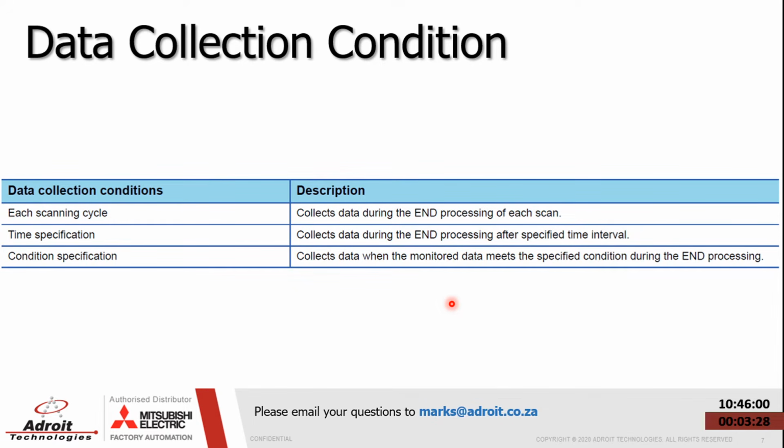And then specific conditions, that's when you meet a specific condition at the end of the processing. So that's normally if there's an M register on, for example. If you turn an M1 on, and only while that M1 register is on, only then do you want to collect data. It will only then collect data for you.